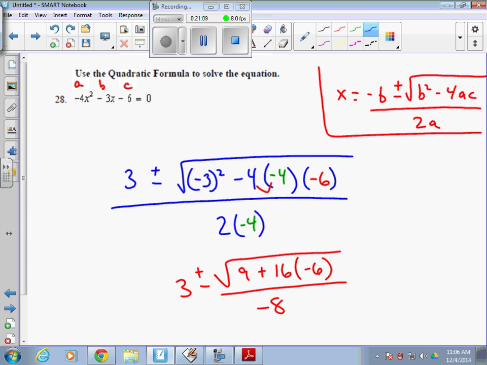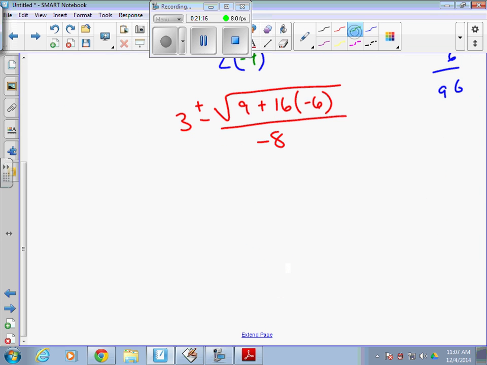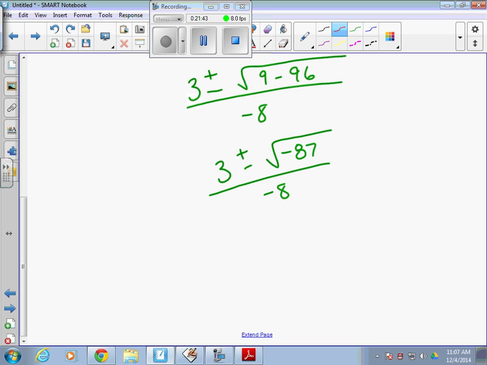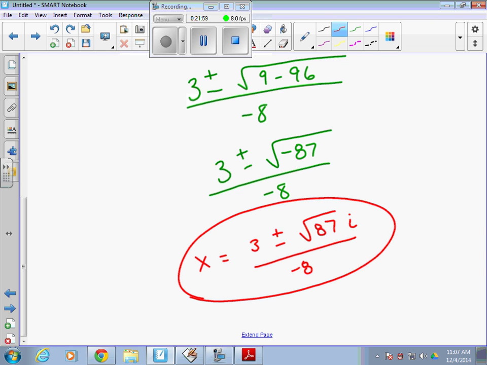So we're almost finished. 16 times 6 is 96. So we have negative 96. Again, like I said, it's going to be a funky looking number at the end most of the time. Plus or minus square root of 9 minus 96 over negative 8. 9 minus 96 is going to be negative 87. So it's going to be 3 plus or minus the square root of negative 87 over negative 8. Again, you can't leave that negative like that. X equals 3 plus or minus the square root of 87 times I over negative 8. And like I said, as bad looking as that is, that's the closest we can get to solving for X by using the quadratic formula.